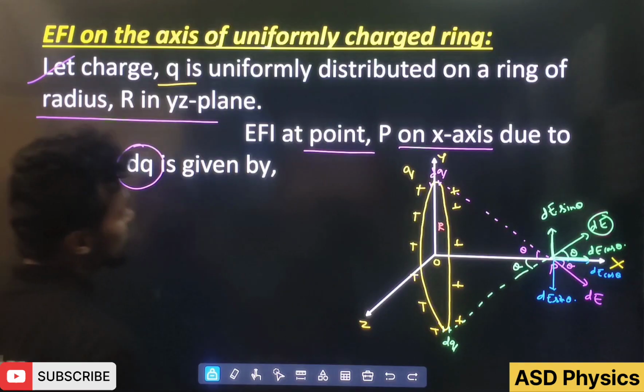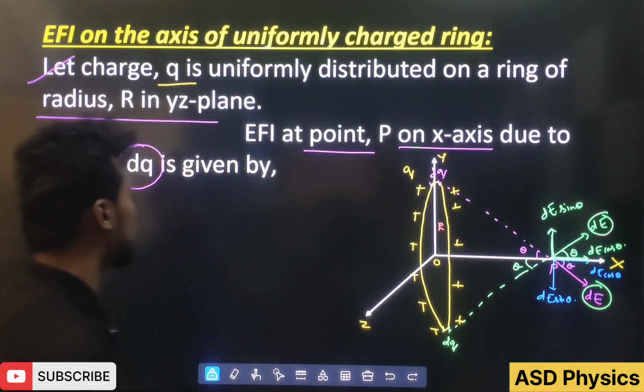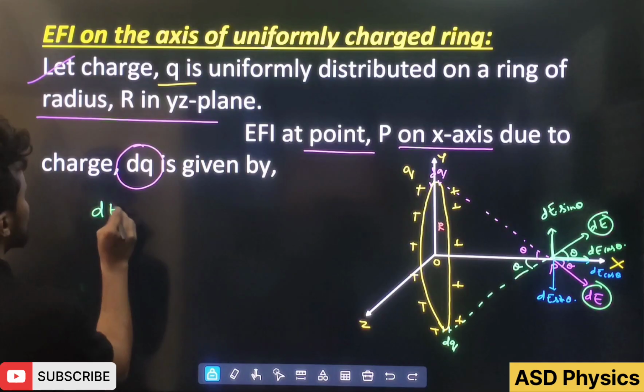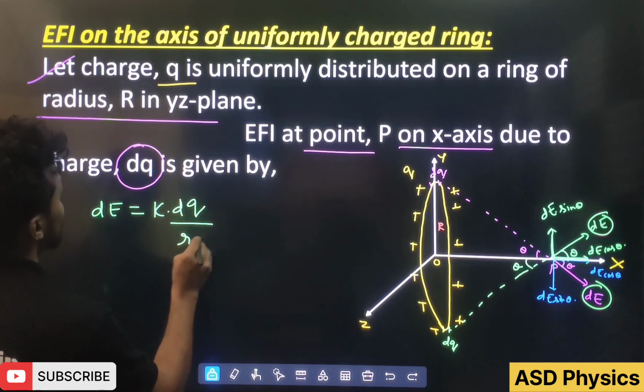First, we have to write the electric field value due to this dE. So we can write here, see please, this dE is given by the formula K into dq by r square.